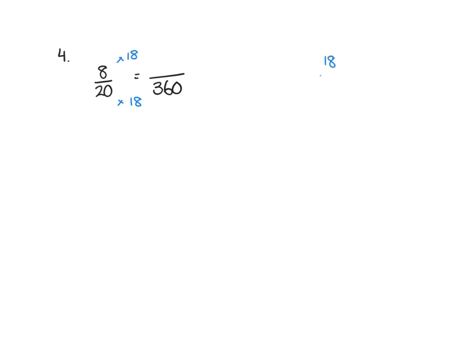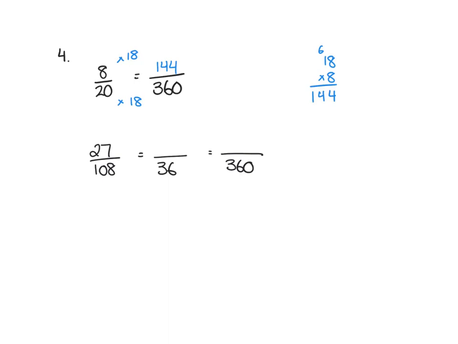So 18 times 8 is, well, 8 times 8 is 64. 8 times 1 is 8 plus 6 is 14. And then this becomes our new numerator, which also lets us know how many degrees this part would take up in a circle. So that would be 144 degrees. Just like when we were creating equivalent fractions to go to 100, sometimes this will require more than one step.